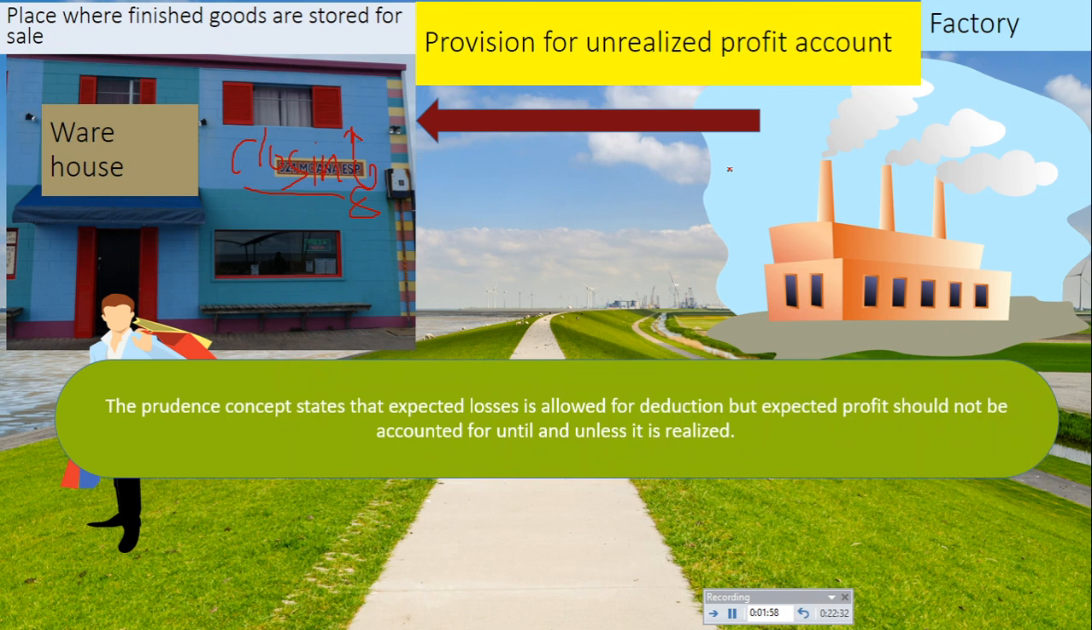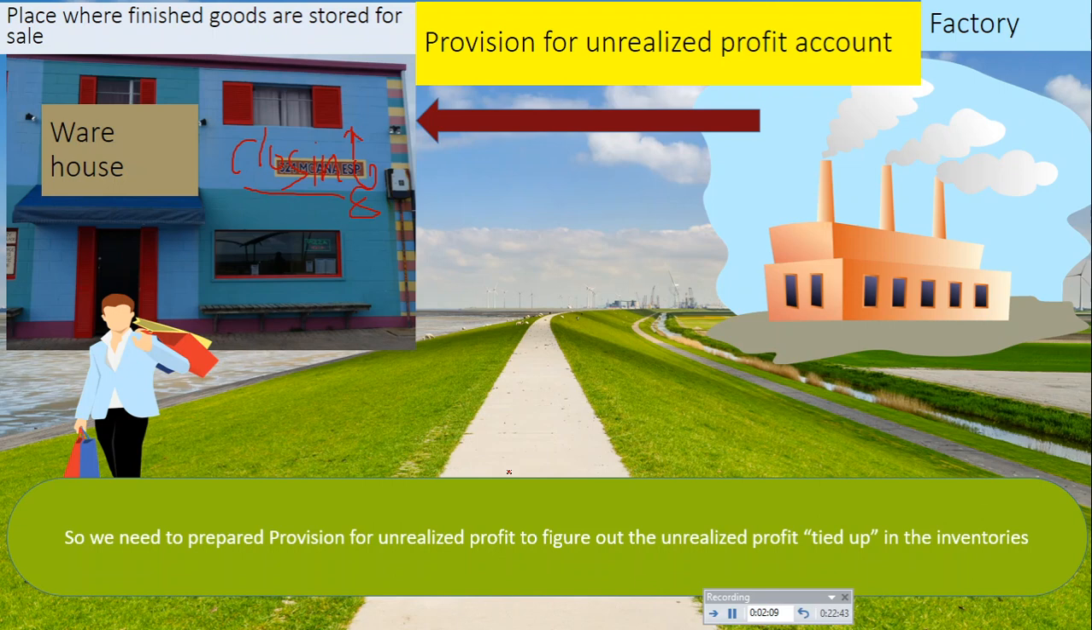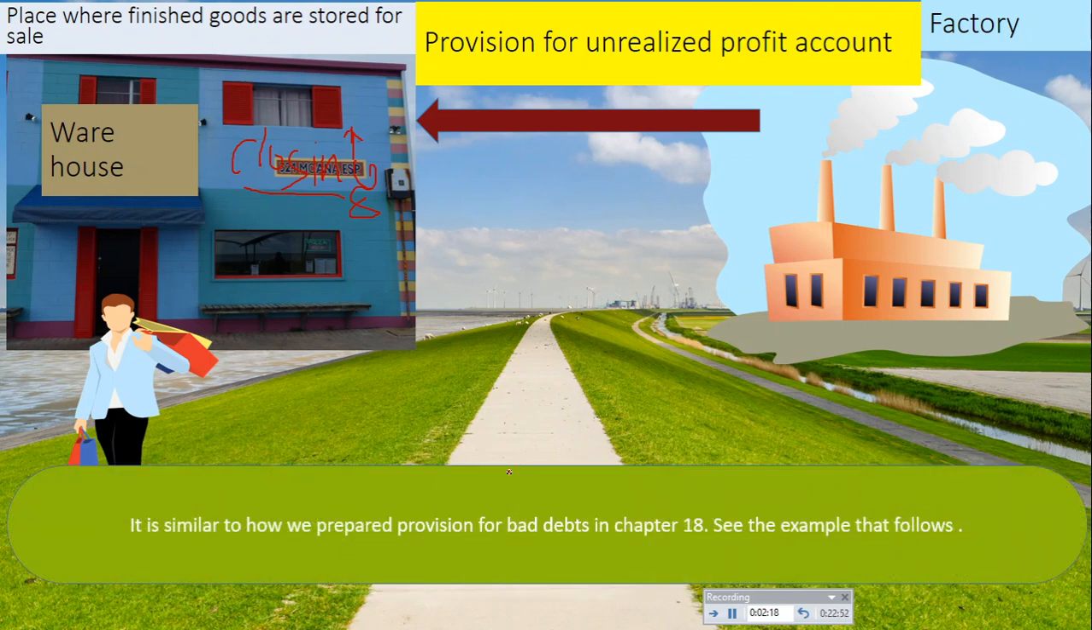See, the prudence concept states that expected loss is allowed for deduction, but expected profit should not be accounted for until and unless it is realized. So we need to prepare provision for unrealized profit to figure out the unrealized profit tied up in the closing inventories. It is similar to how we prepared provision of bad debt in chapter 8. See the example that follows. So we are going to learn how to prepare provision for unrealized profit account, which is an important part of your manufacturing account.